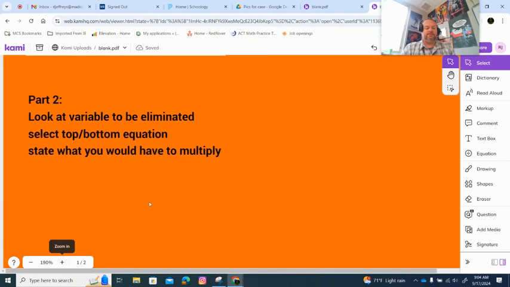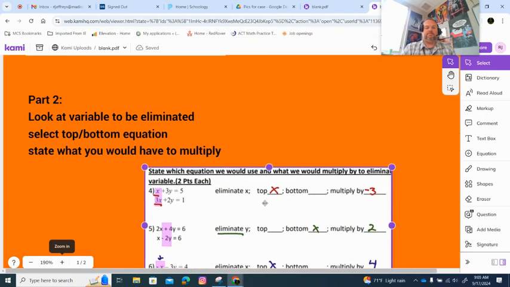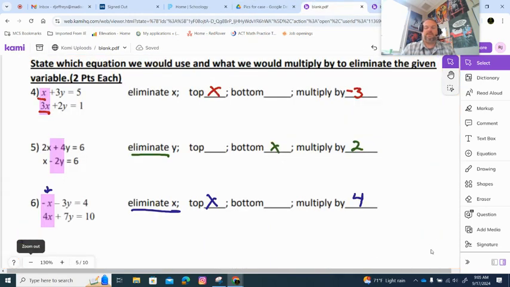So part 2. You might also want to put on your orange sheet, read these a couple times.